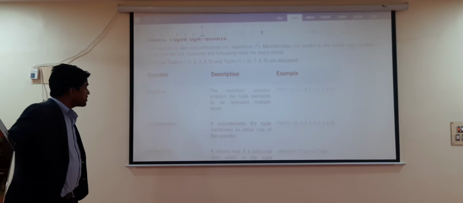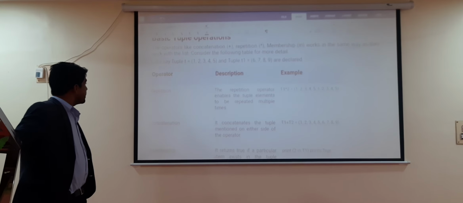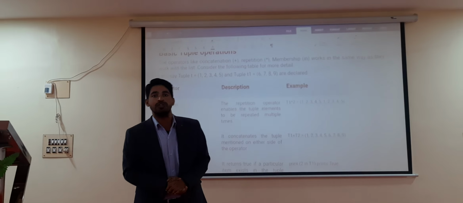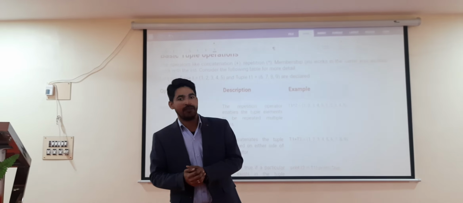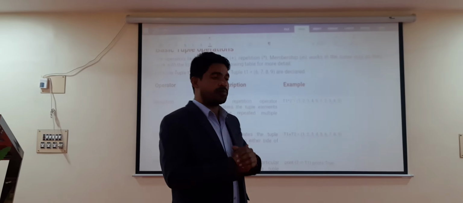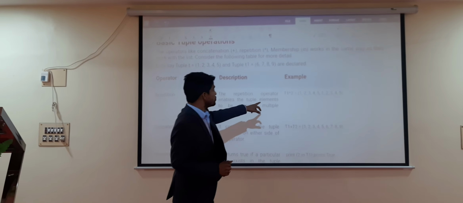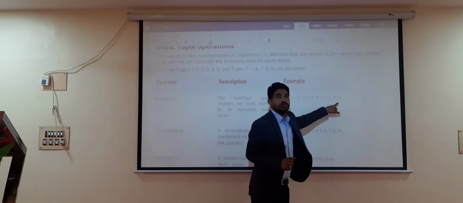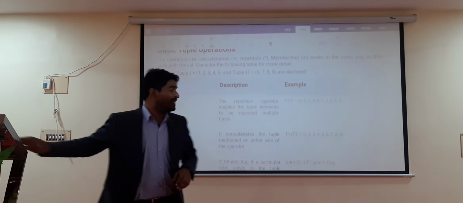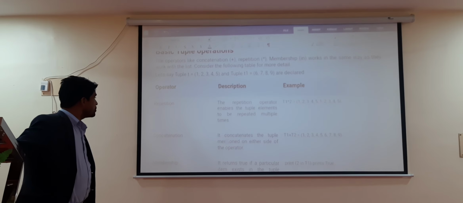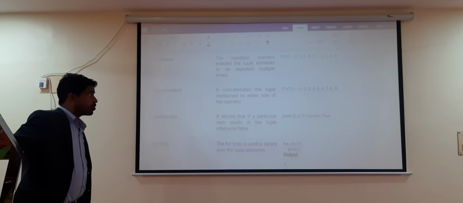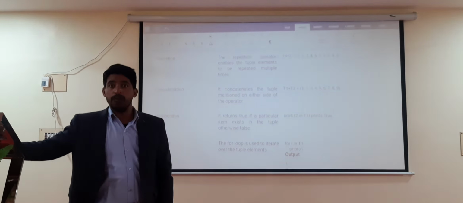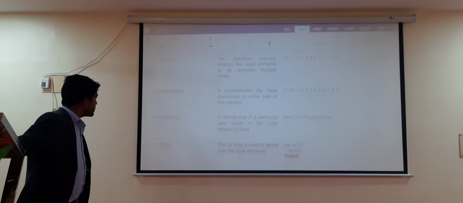Some operations that we discuss for the tuple are, first, repetition. Repetition is also called replication. With the help of multiplication, t1 into 2 means tuple1 is written 2 times: 1, 2, 3, 4, 5, 1, 2, 3. This process is called replication. Next, concatenation. The addition of two tuples is called concatenation. Here you can see t1 plus t2, both are tuples, and we can add both tuples to each other. This process is called concatenation.